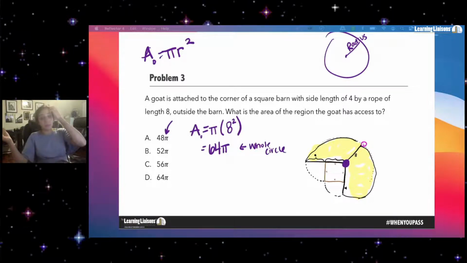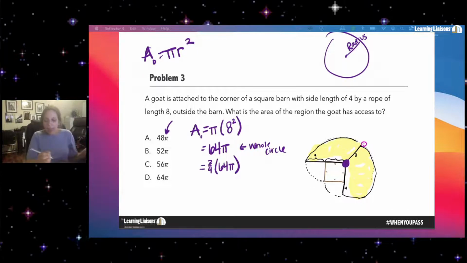Now, for some of you, it makes sense to multiply by 3/4. For others of you, it makes sense to divide it by 4 and multiply by 3. You're doing the same thing. So this equals 64. I'm going to multiply it by 3/4. And when I multiply it by 3/4, I get 48 pi. That is the yellow section. Now I have to find the area of these smaller circles, or these smaller portions of circles. And what am I going to do there? Because they're still circles. We're going to use 4 as our radius here.